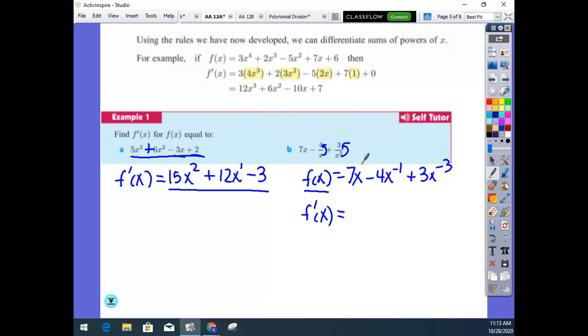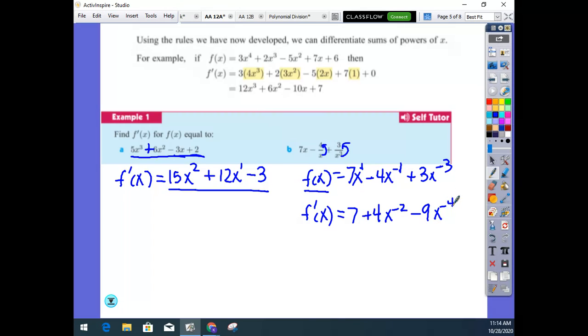Technically I'm taking my exponent of 1 times 7, which is 7, and the x goes away. Negative 1 times negative 4 is positive 4. What's negative 1 minus 1? Negative 2. Negative 3 times positive 3, negative 9x, negative 3 minus 1, negative 4.